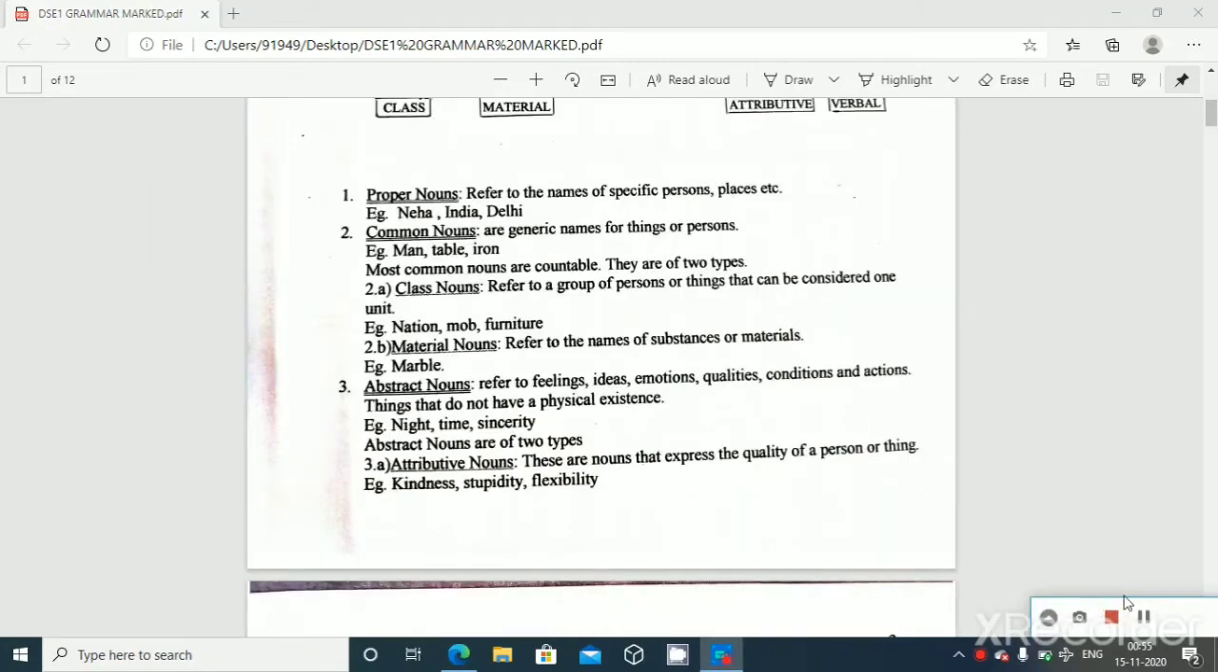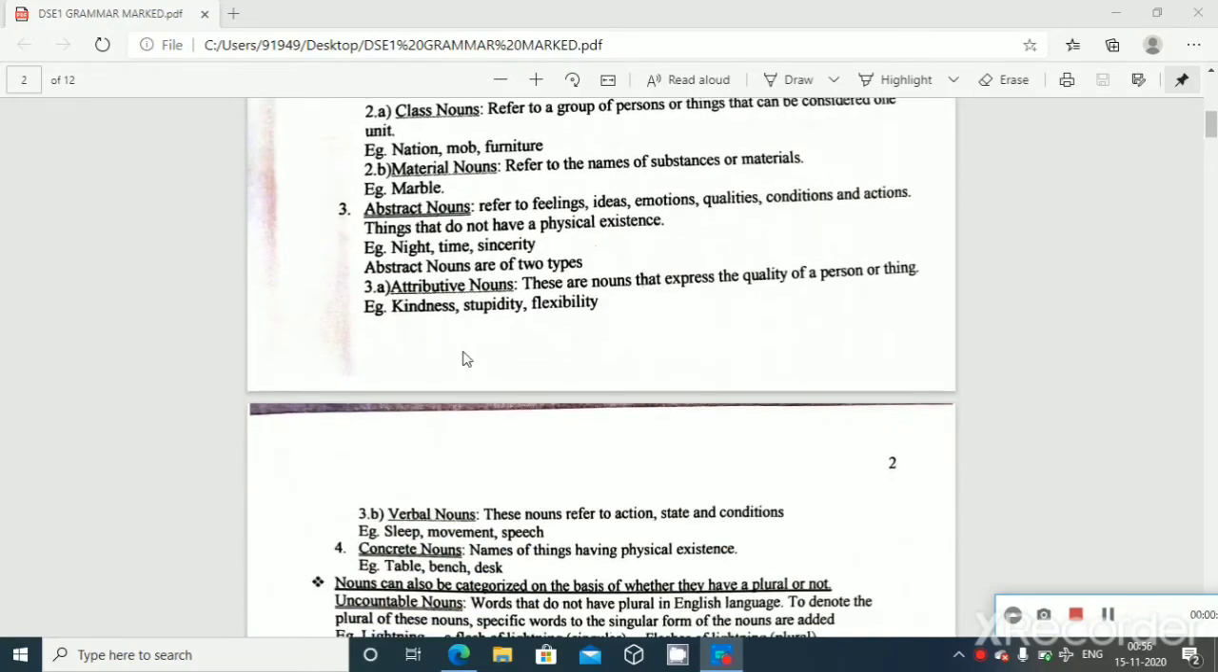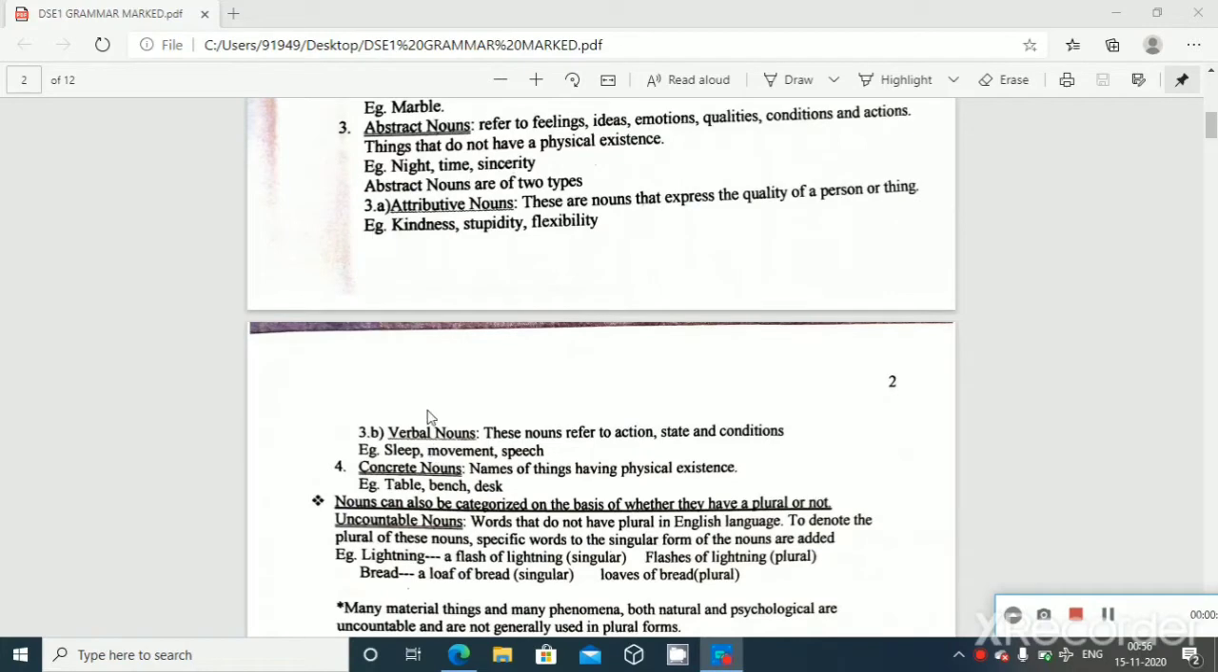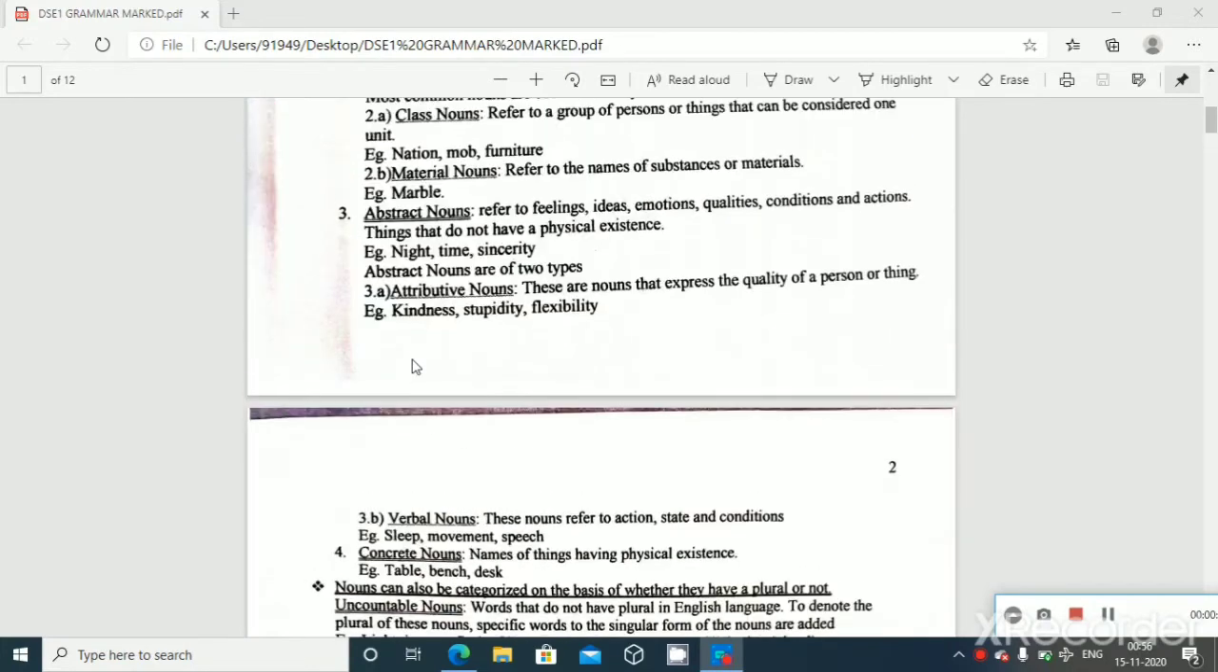Welcome back to the discussion on nouns. Nouns, the categorization. In the former session, I talked about proper nouns and common nouns. Now let us see what is abstract noun and concrete noun. The four types, main four divisions.